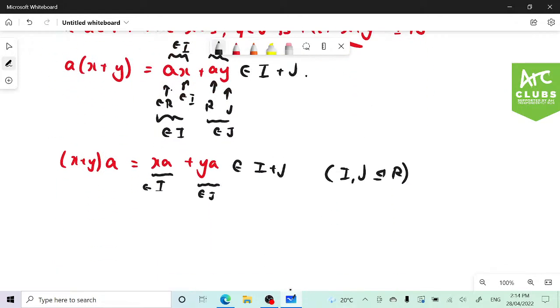So therefore, what we can conclude is that I plus J is an ideal of R. Cool. So it's just checking the first and second axioms of the definition of the ideal. And once you know that I and J are ideals of your ring R, the result follows really nicely.